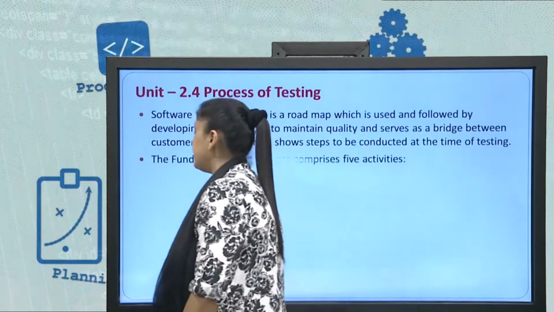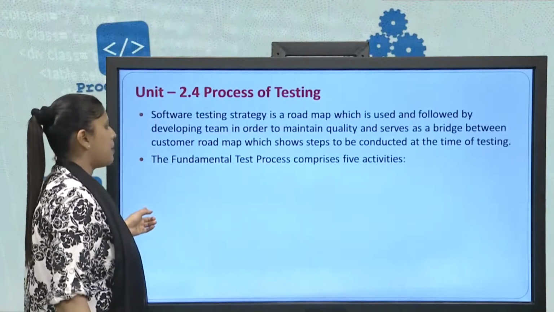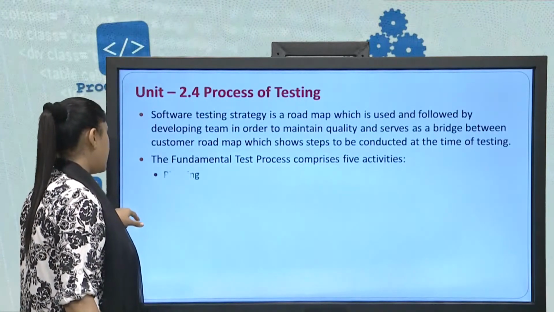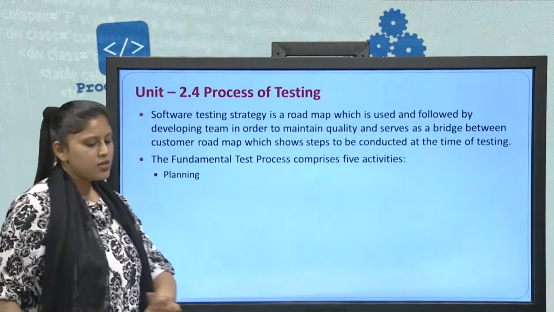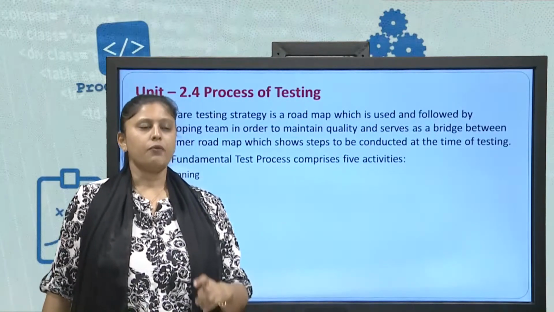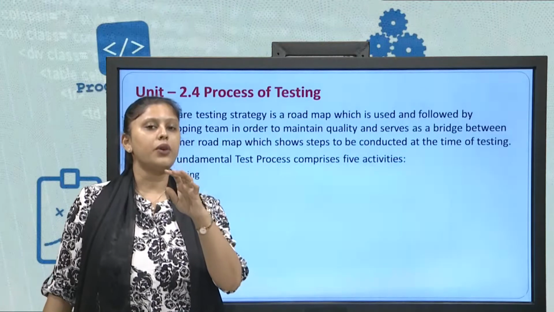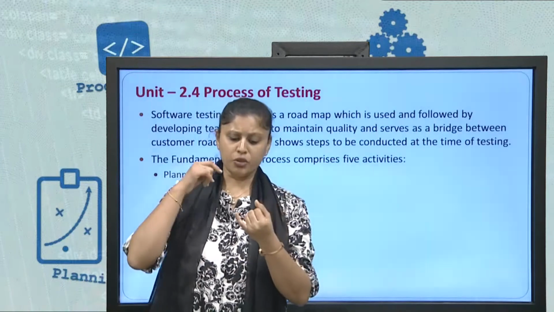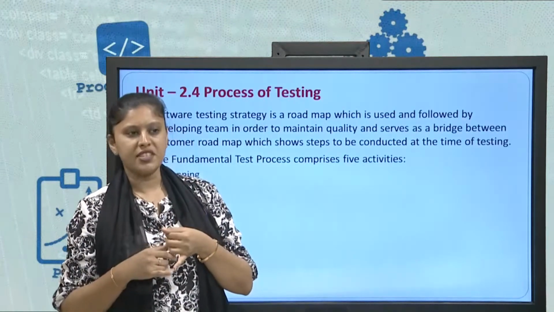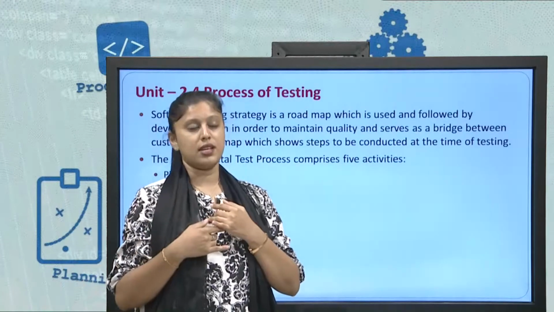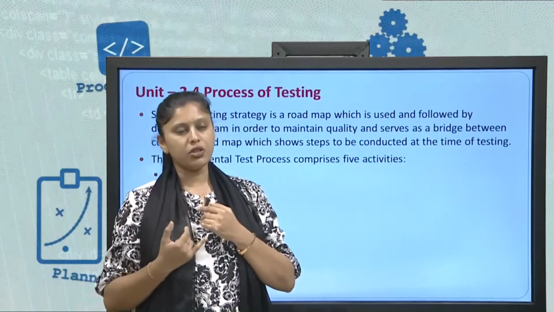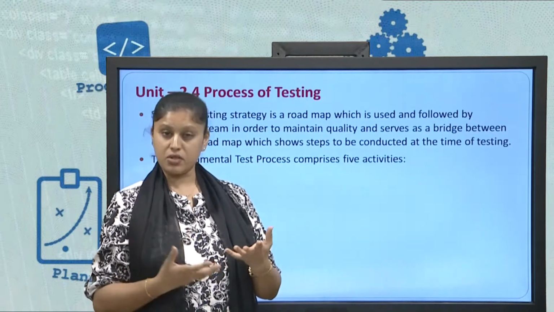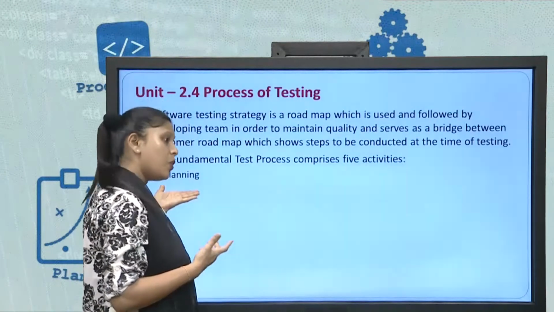Then the fundamental test process comprises 5 different activities, which are again easy. The first one is planning. Before you start with any testing technique, we first have to plan what we are going to test and what kind of testing we are going to have. Whether no internal mechanisms will be checked, so it is black box testing, or maybe we check the internal code also, then it is white box testing, or simply performance testing, maybe stress testing. All of those require some plan.